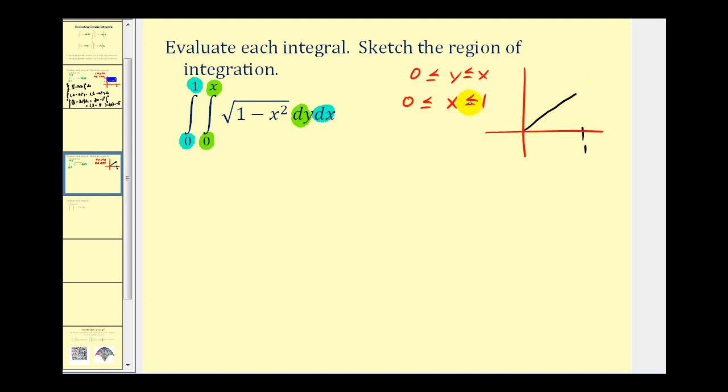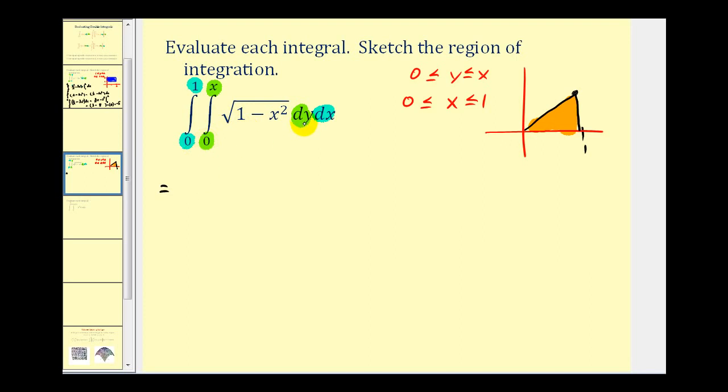And since the maximum value of x is 1, the maximum value for y would also be 1, so it stops here. So our region of integration is when x is in the interval from 0 to 1 and y is in the interval from 0 to x. So it's this triangular region here.